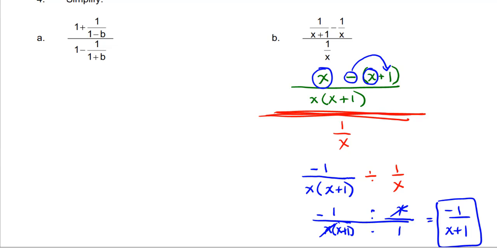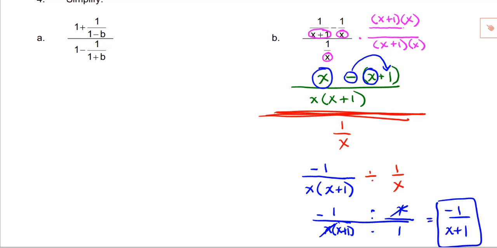Now, the method we talked about in class yesterday looks like this. This, and this make the fraction complex. What's the common denominator? X and x plus 1. Okay? So what I'm going to do is multiply the top here by x plus 1 and x, and the bottom by x plus 1 and x.